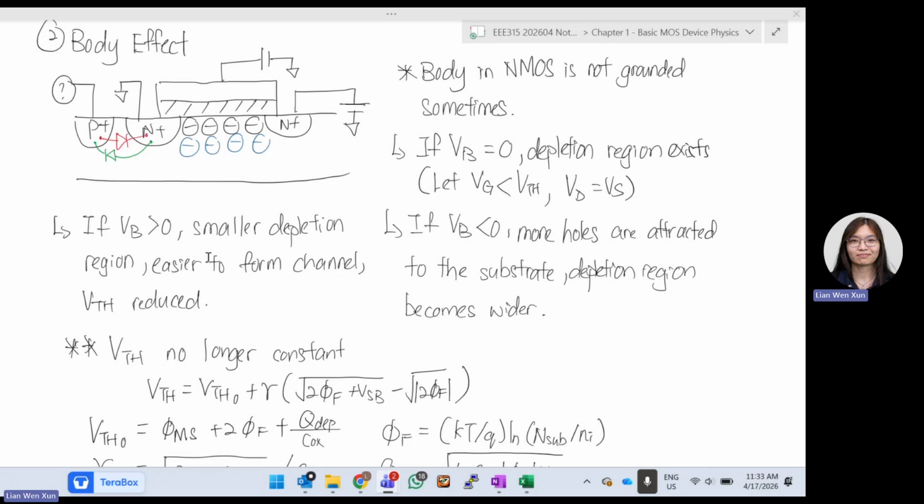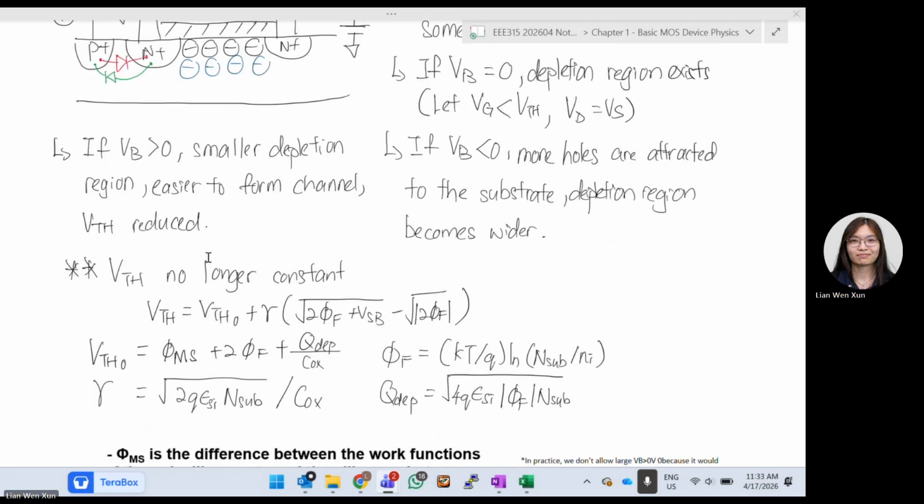Not sure if this can draw. Okay, can. So let me just draw it out a little bit about the body effect. Okay, channel length modulation, is it still okay? So we will say about body effect only, like why does it happen?